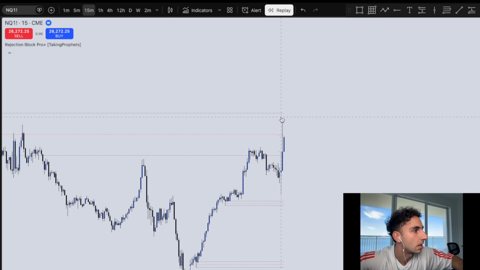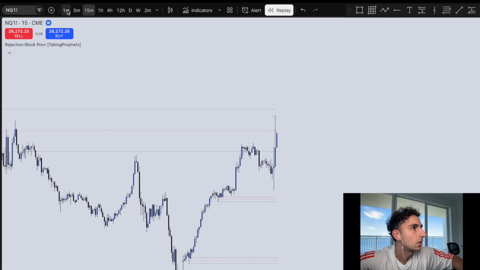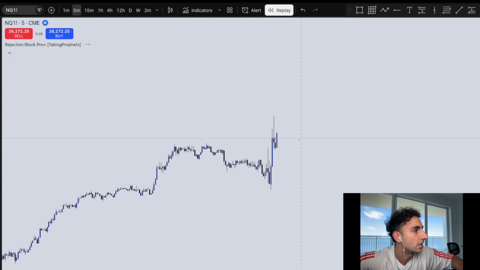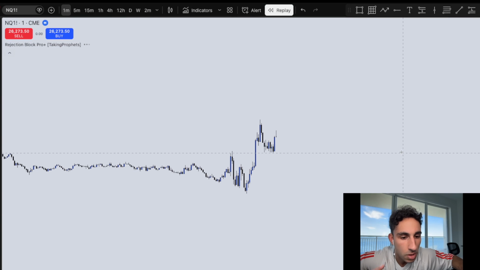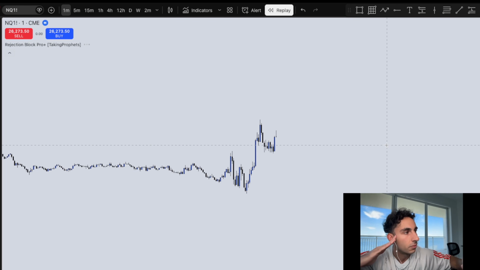And now in current time right now, we have this rejection block, right? Let's scale all the way down now to the 5-minute time frame. Same idea, rejection block, 1-minute time frame. And this is really how I want you guys to use it. So the benefit of having these high time frame rejection blocks on the low time frame chart is so you don't really have to cycle the time frames.